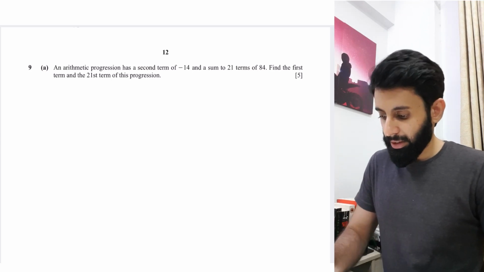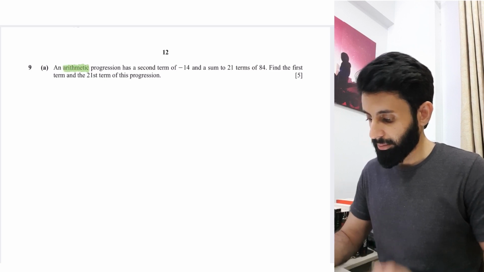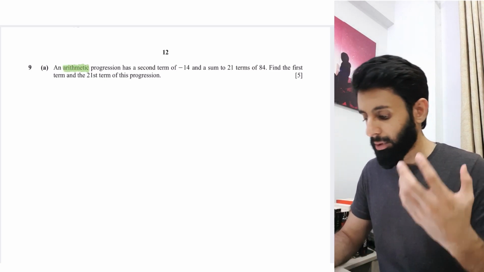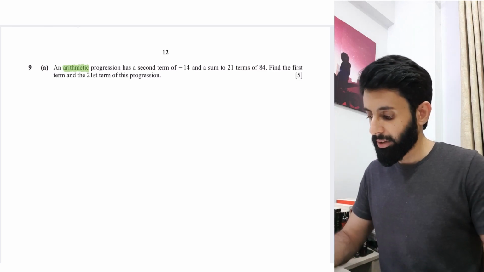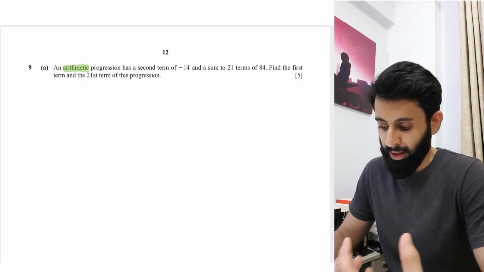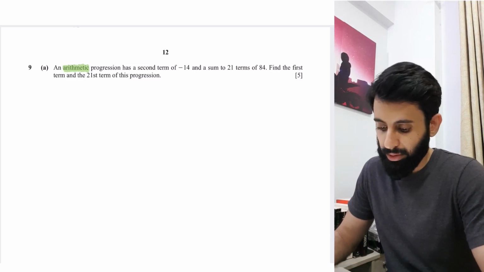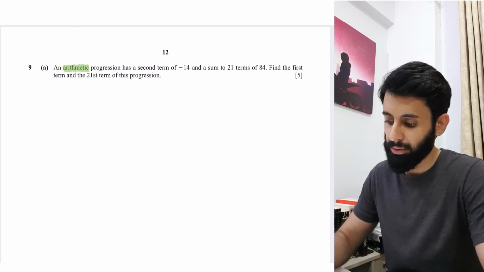So you're dealing with an arithmetic progression. What I would suggest is that as soon as you read the question, note that we're dealing with an arithmetic progression, which is very important. We're going to decide which formula to use depending on the progression we're dealing with, so make sure that you highlight or underline that. You're given the second term, and the sum of 21 terms to be 84. Find the first term and the 21st term of this progression.